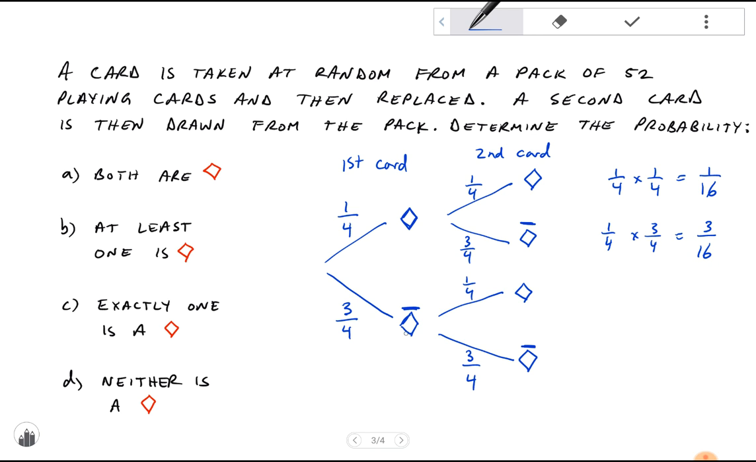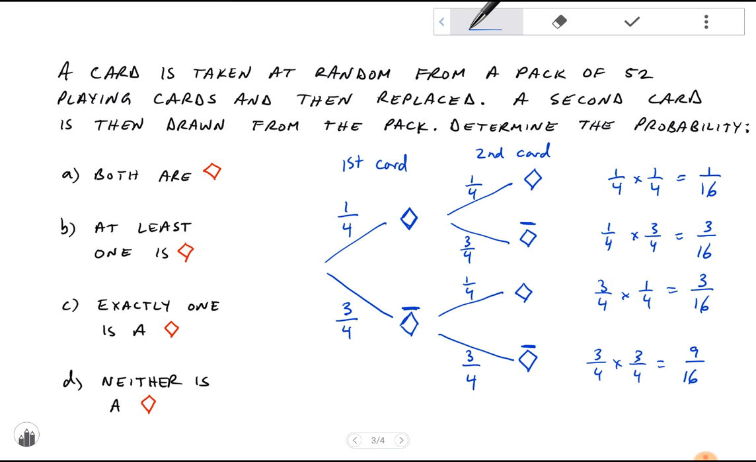We could draw not diamond and then diamond. Okay, so that's 3 out of 4 times 1 over 4, which is also 3 over 16. Or we could draw not diamond, not diamond. So that's 3 over 4 times 3 over 4. So 9 over 16. So you see, most of the time we'll draw not diamond 2 cards in a row. So we can use this information to now answer these questions.